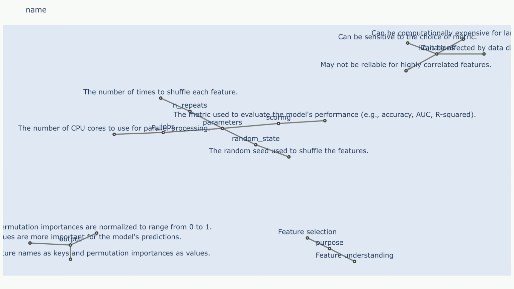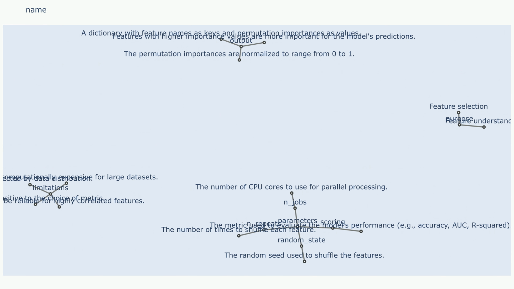Best practices. Use a separate test set. Evaluate permutation importance on a separate test set to avoid overfitting. Consider feature scaling. Scale features with different ranges to ensure that they are treated equally. Experiment with n_repeats. Increase n_repeats for more robust results, but be aware of computational costs. Visualize importance scores. Use bar plots or other visualization techniques to highlight important features.